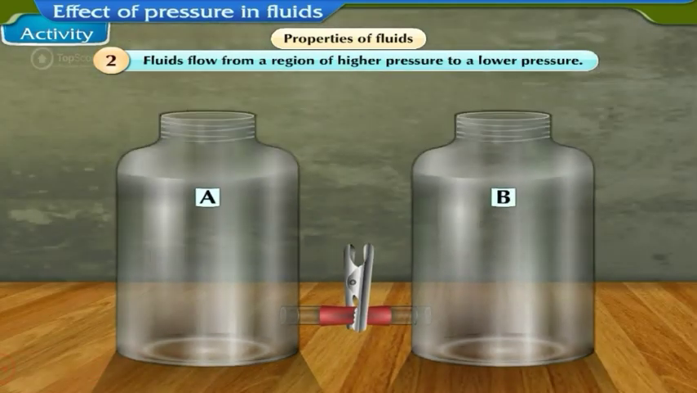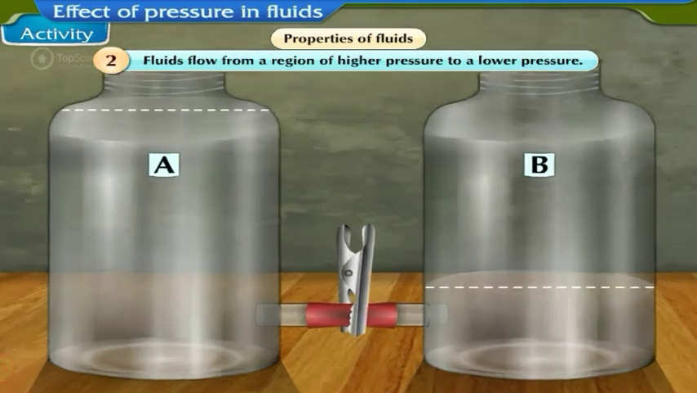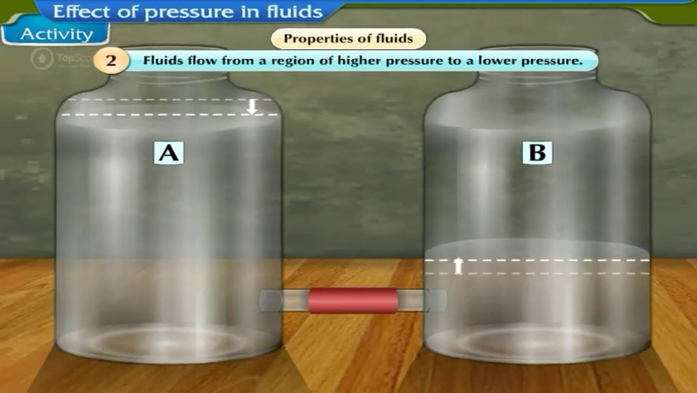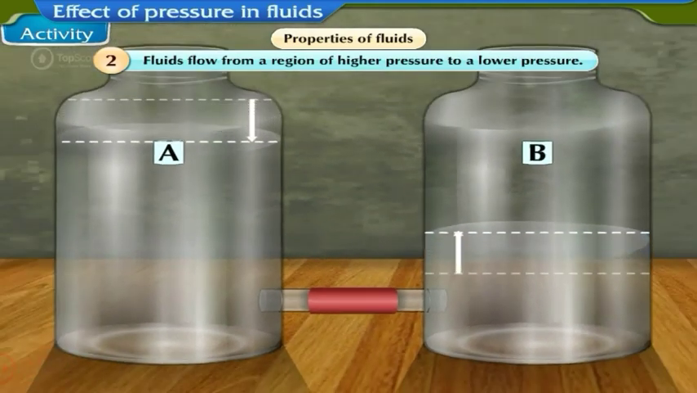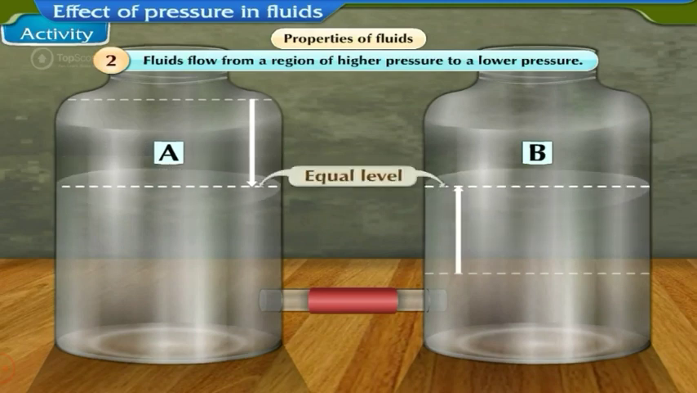Keeping the tube closed with a clamp, fill bottle A completely with water and bottle B just a little above the rubber tube. Note the level of water in the 2 bottles. You will observe that when the clamp is set loose, water flows from bottle A into bottle B till the level of water in both the bottles becomes equal. This is due to the fact that water flows from a higher level to a lower level.